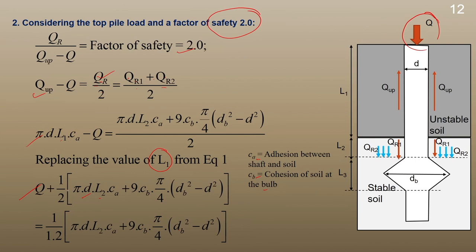So for any factor of safety, we can see whether the pile foundation is safe or not, or if we know the Q values, we can calculate or design the pile by choosing different L2, L1, d and dB. So this way we can design a pile for a deep foundation.